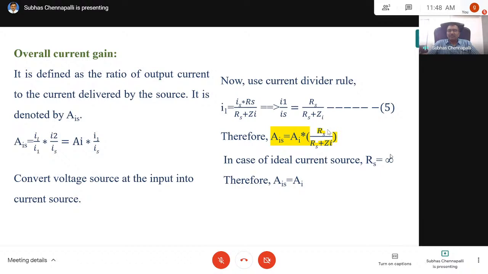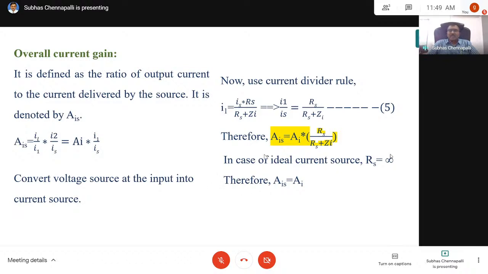For an ideal current source, the source resistance RS is infinity. So you divide the numerator and denominator by RS, then you get 1 by 1 plus ZI by RS. RS is infinity, so ZI by RS is 0. Then AIS becomes AI. So these are the six parameters you have to work out and you have to remember.